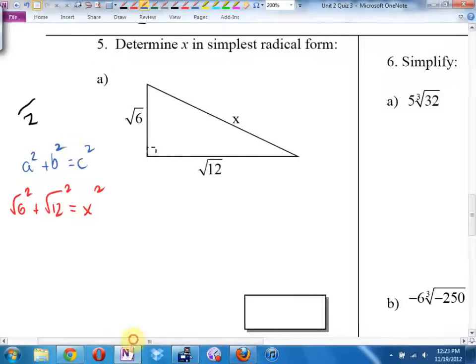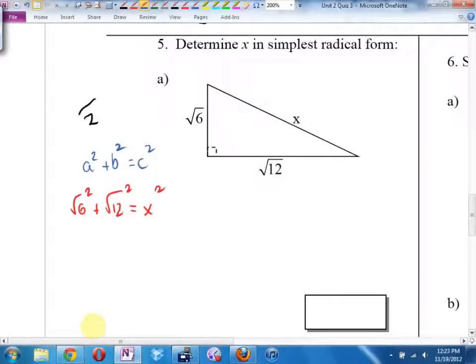What is the square root of 6 squared? It's root 36, which is just plain old 6. And you know what root 12 squared is? Just plain old 12. Are you telling me that x squared equals 6 plus 12? Or if I combine those, x squared equals 18?